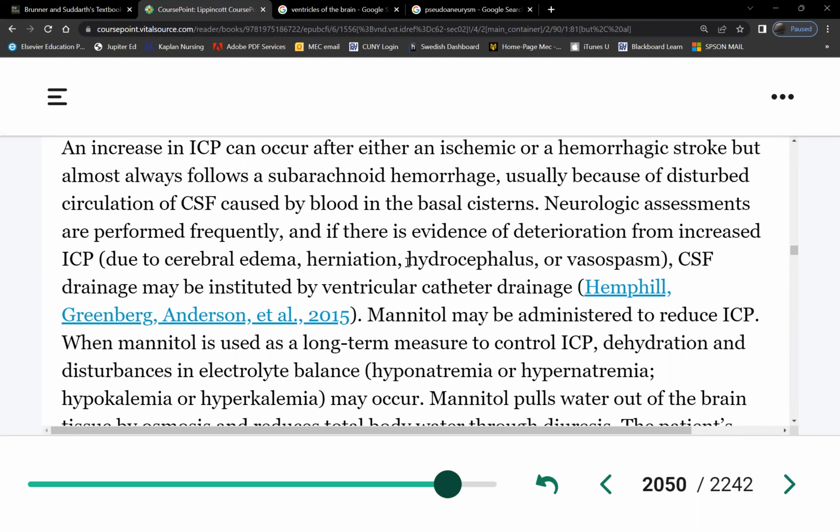I already mentioned the hydrocephalus earlier, so that's 4. Number 5 will be the herniation, brainstem herniation. And then finally, cerebral edema. Okay, so that will be number 6.